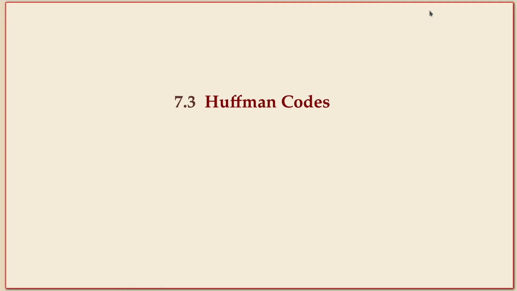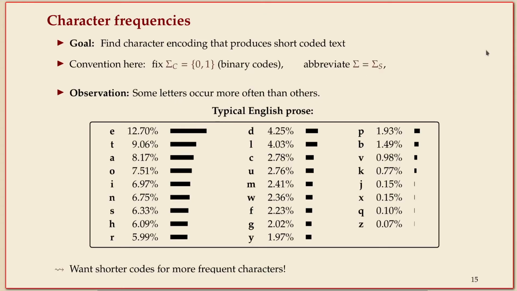In the next subsection, I want to talk about Huffman codes, which will be, in a way, the ultimate solution to character encodings. It all starts with the observation that characters come with different frequencies. So here's a list for typical English prose, how often each character occurs.